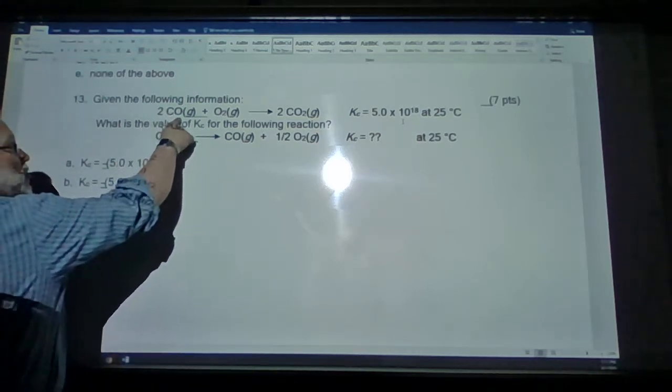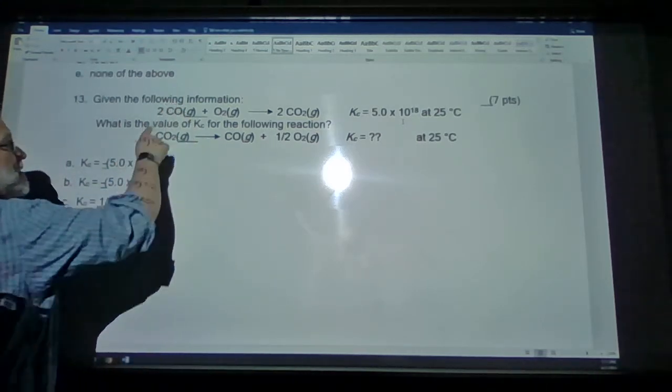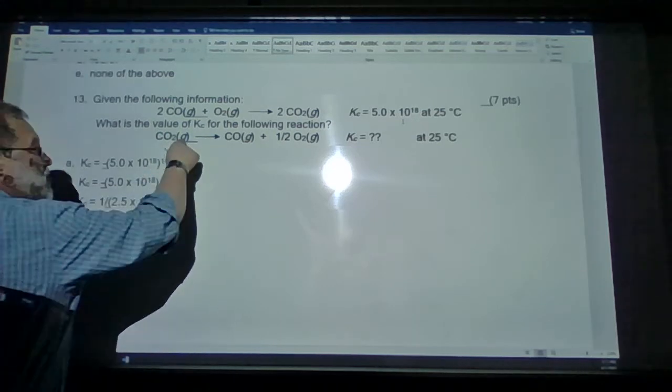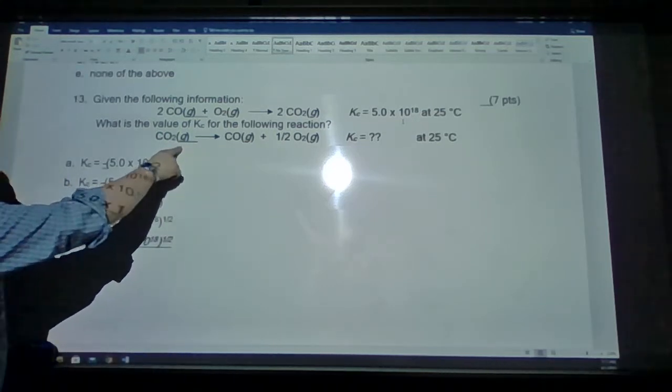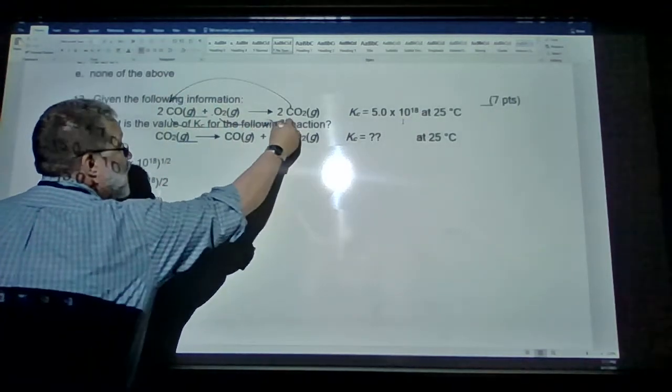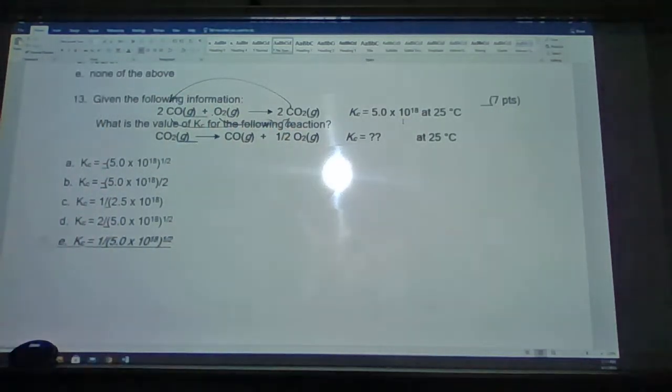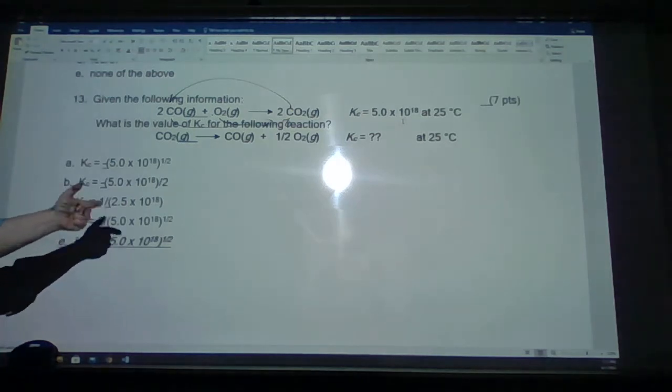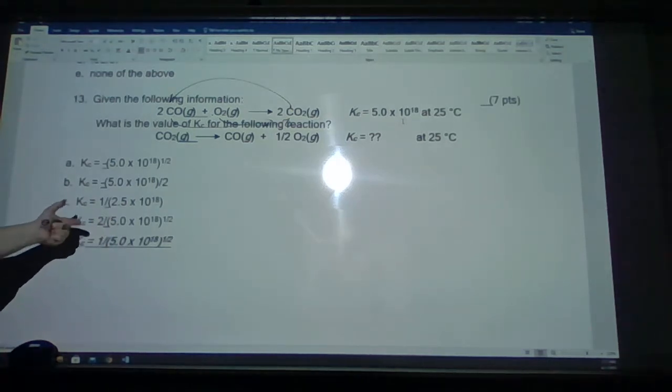What did we do to this to get it to look like this? We took this on this side and put those two on that side. So we inverted the reaction. What was a reactant becomes product. What was a product now becomes the reactant.